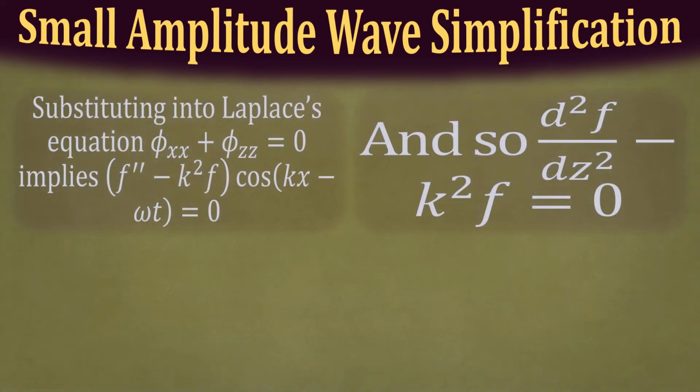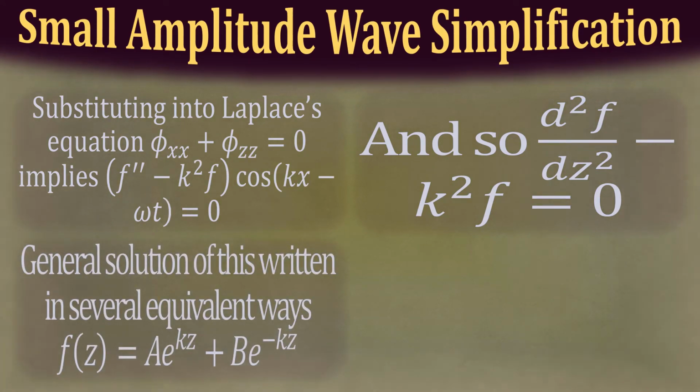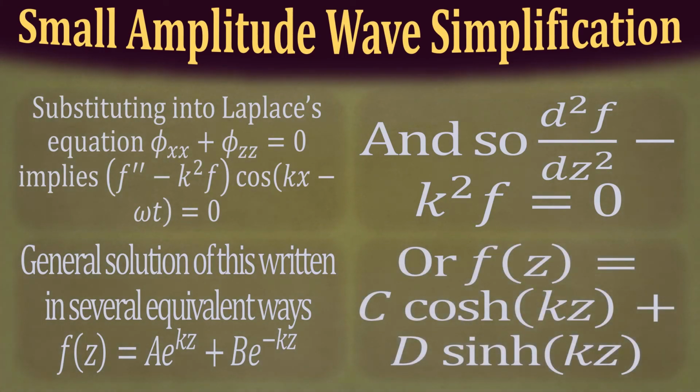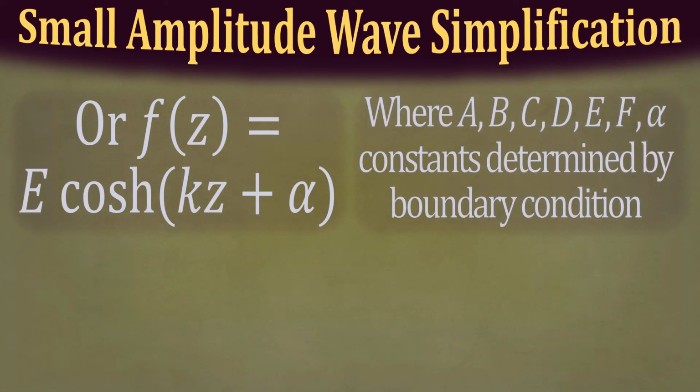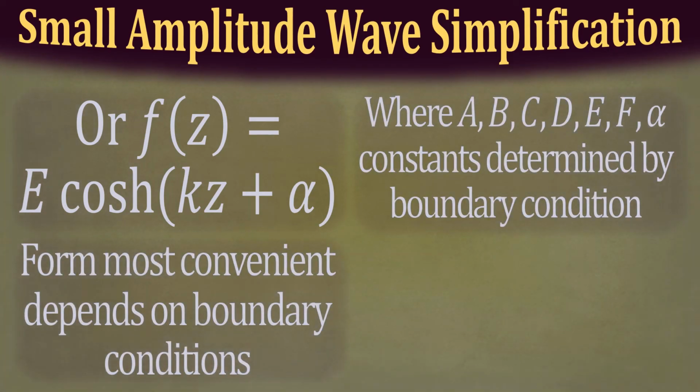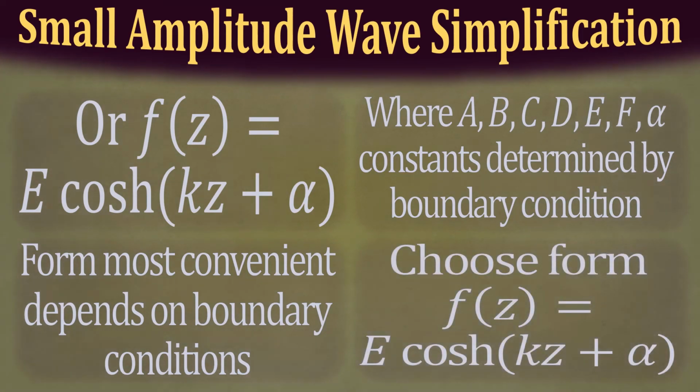The general solution of this ordinary differential equation can be written in several equivalent ways. For example, f of z is equal to a e to the kz plus b e to the minus kz, or f of z is equal to c cosh kz plus d sinh kz, or f of z is equal to e cosh(kz plus alpha), where a, b, c, d, e, alpha are constants determined by the boundary conditions. The form which is most convenient depends on the boundary conditions. Here, we choose f of z is equal to e cosh(kz plus alpha).